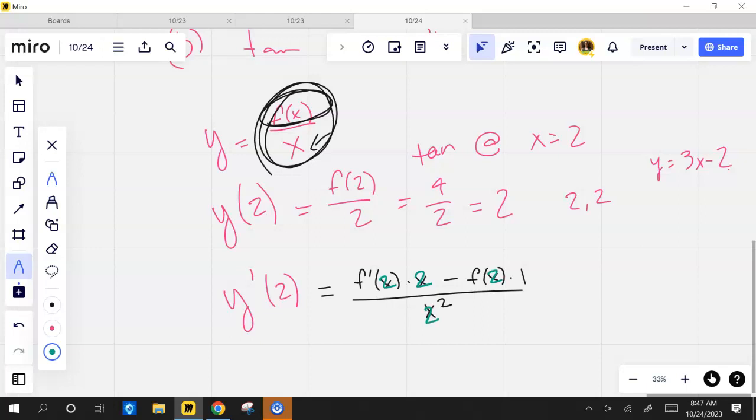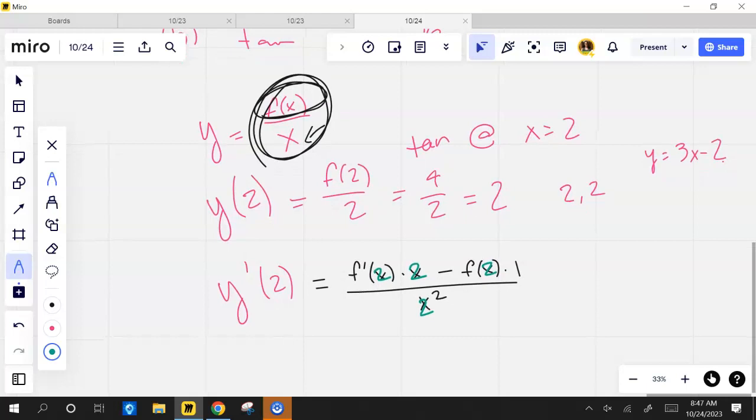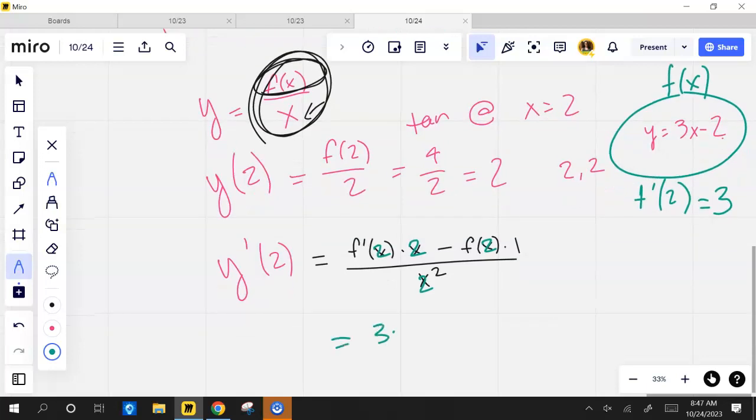So what's the derivative of f at 2? So that's your original. When they reference f in this problem, they're talking about that original 3x minus 2. So what's the derivative at 2? So this is f. So what's f prime of 2? It's just 3. So I'd get 3 times 2 minus, well, what's f of 2?